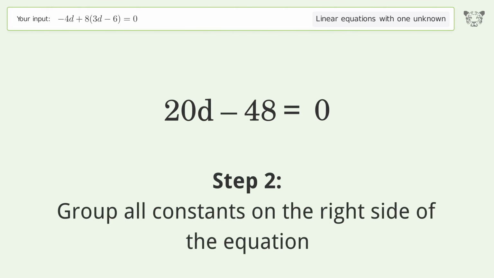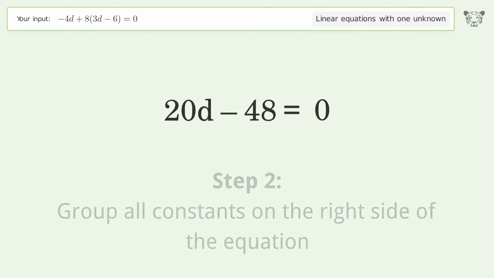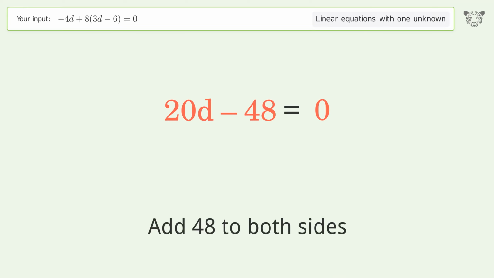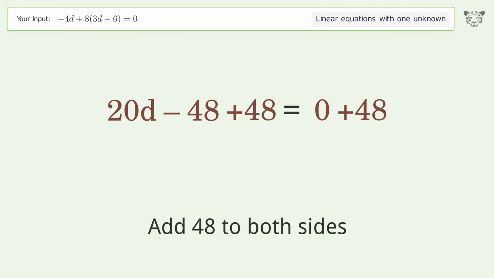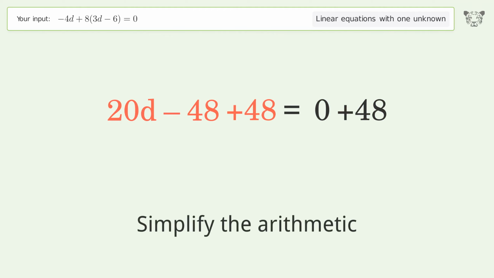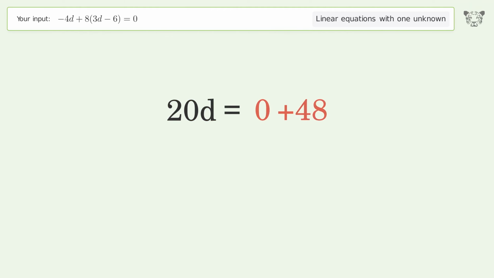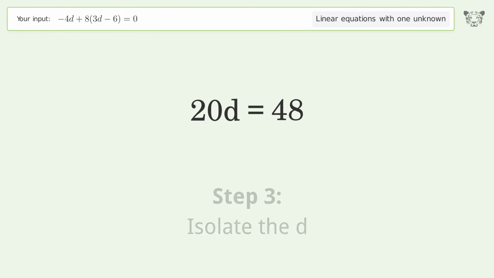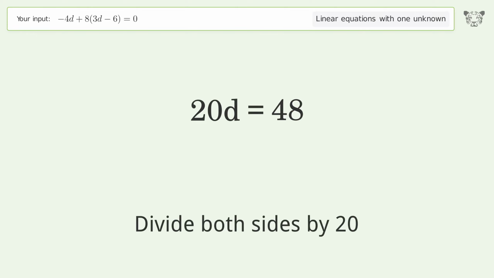Group all constants on the right side of the equation. Add 48 to both sides. Simplify the arithmetic. Isolate the d. Divide both sides by 20.